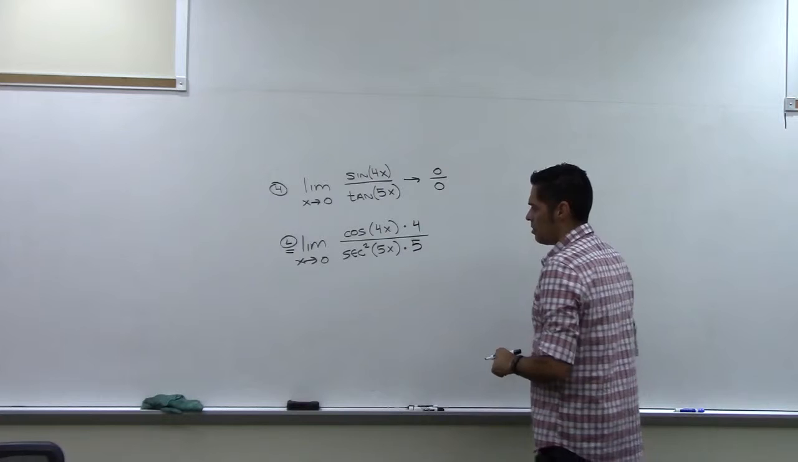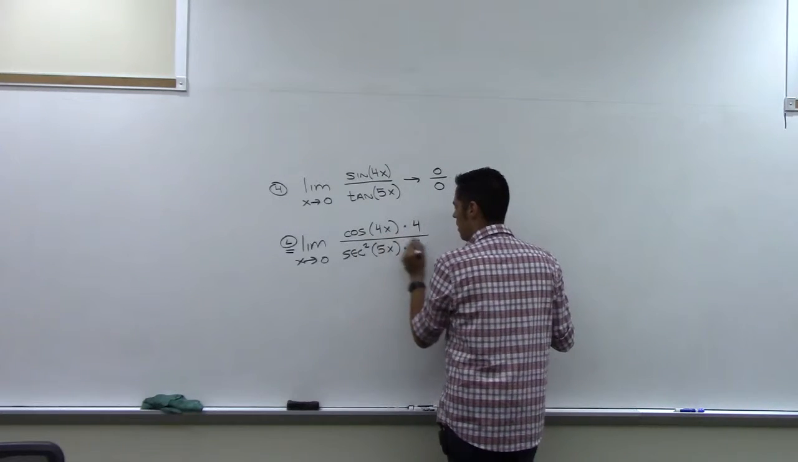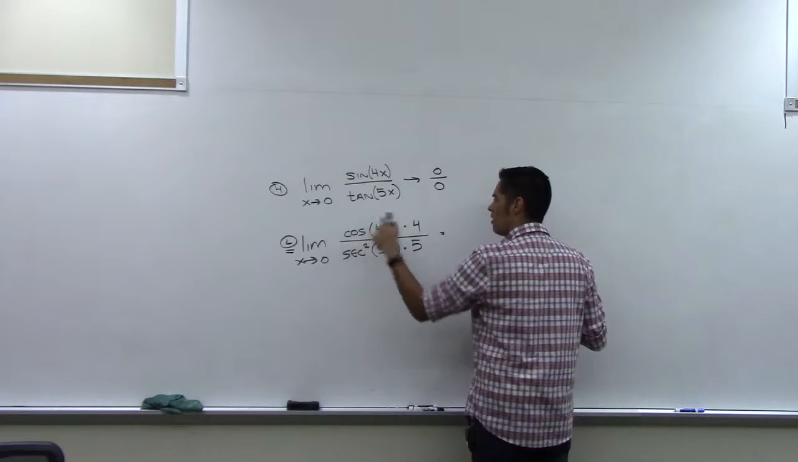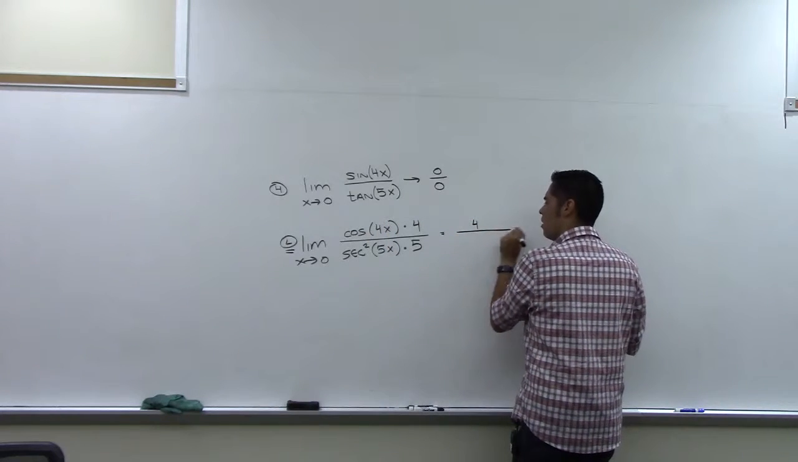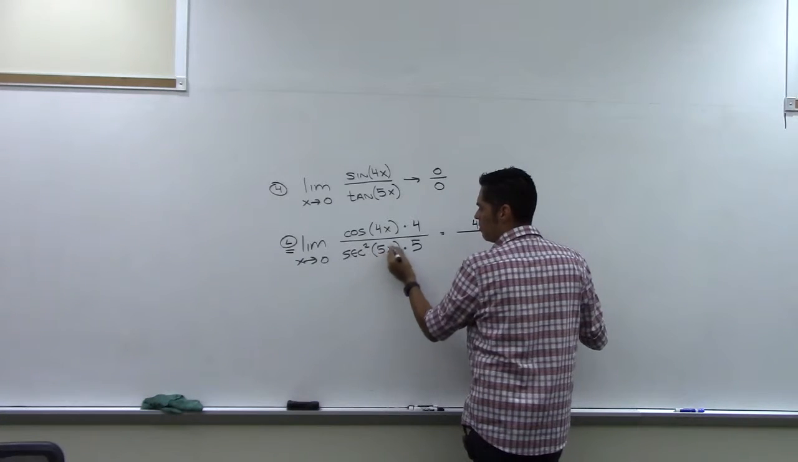And now let's let x go to 0 again. 4 times 0 is 0, cosine of 0 is 1. So the top is going to 1 times 4, so 4, over secant squared of 5 times 0. 5 times 0 is 0.